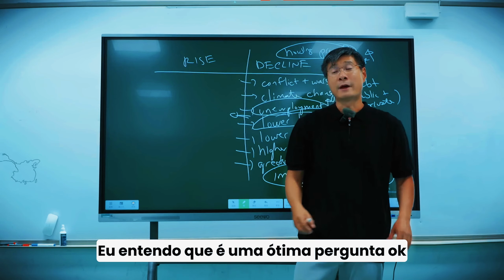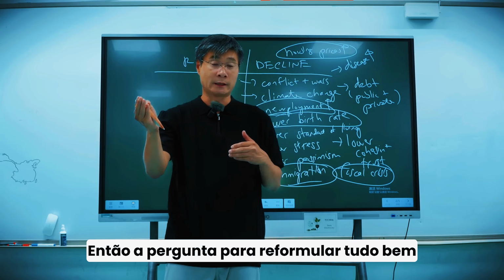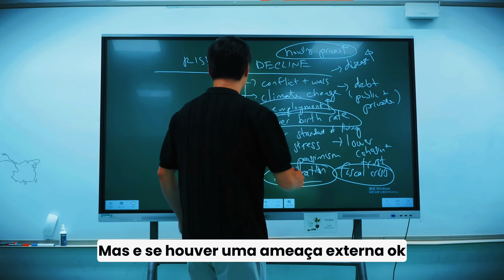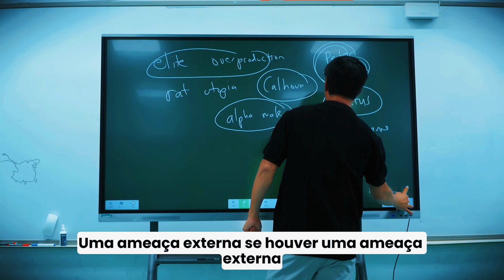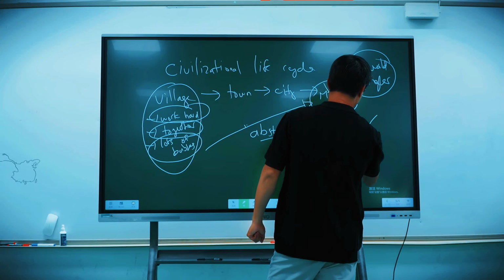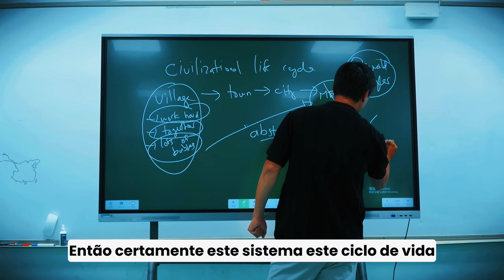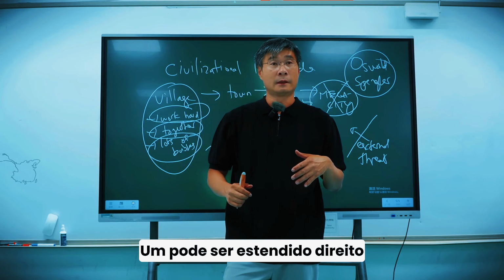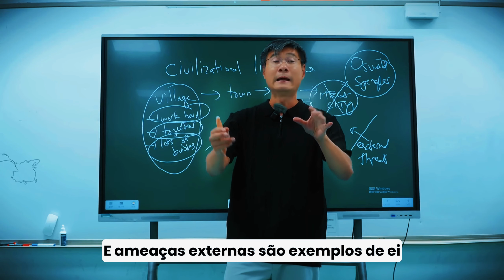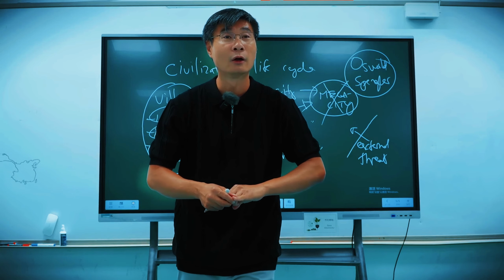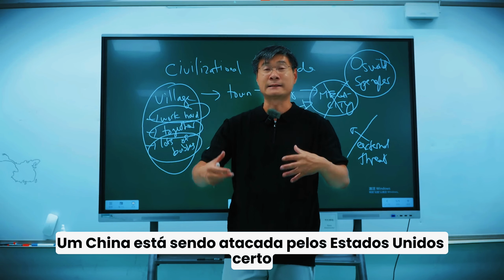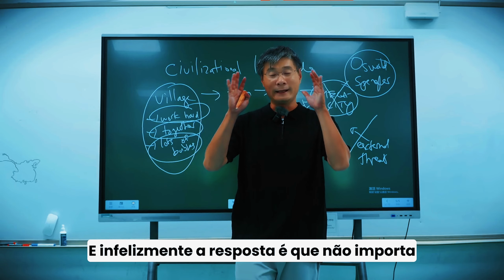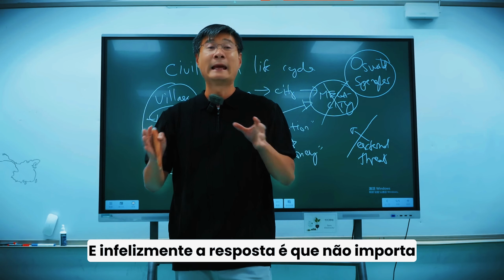Yeah, okay, I understand. That is a great question, okay? So the question, to rephrase it, is, yeah, but what if there's an external threat? If there's an external threat, then surely this system, this life cycle, can be extended, right? And external threats are examples of, hey, let's say there's an alien invasion. Let's just say China's being attacked by the United States, right? And unfortunately, the answer is, it does not matter.